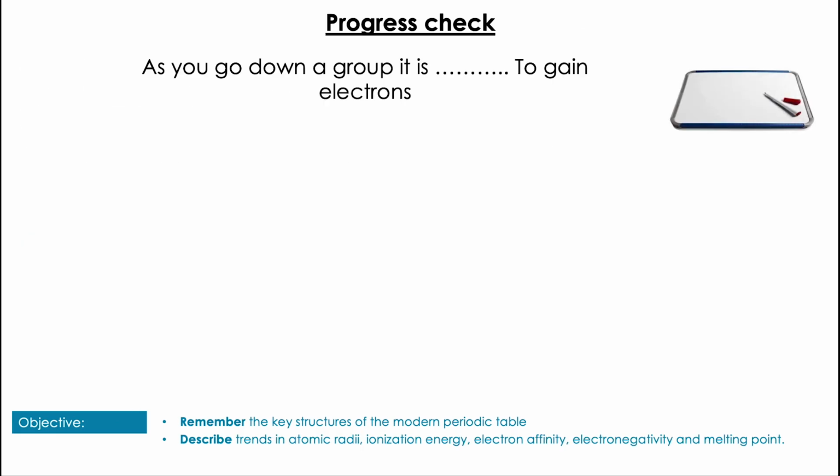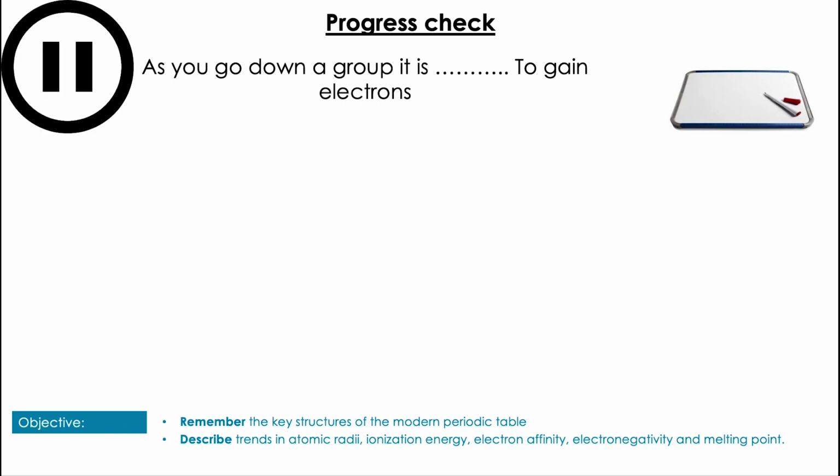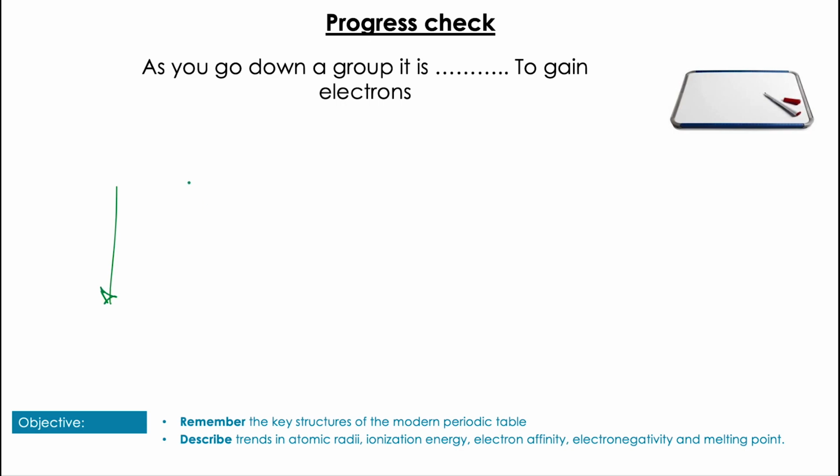A couple of questions for you then. As you go down the group, it is what to gain electrons? Pause the video. Pop them up! As we just said, as you go down the periodic table, the atoms get larger, which means less attraction to the nucleus, so it's going to be harder to gain electrons.